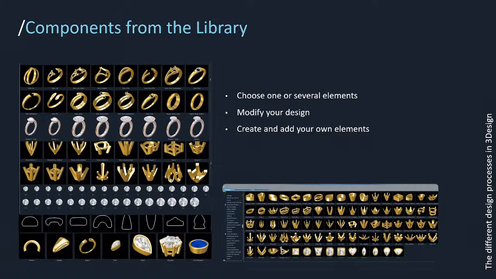You can also take some elements from your library and make your creation. 3Design comes with an extensive library of different elements. You can find stones, findings, shanks, settings. You also have access to the official Swarovski stone library. Of course, you can build up your own catalog very easily.